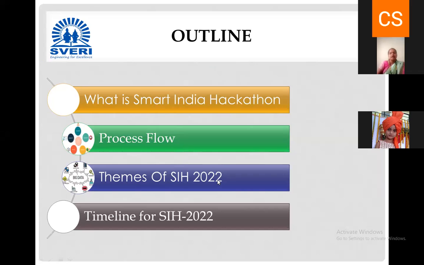So basically every year there are different themes. In this year, 16 themes are there. And each theme consists of problem statements. Those problems are faced by our society, and they are categorized under these themes. You can go one by one through those themes. And the last point is the timeline for the SIH 2020.